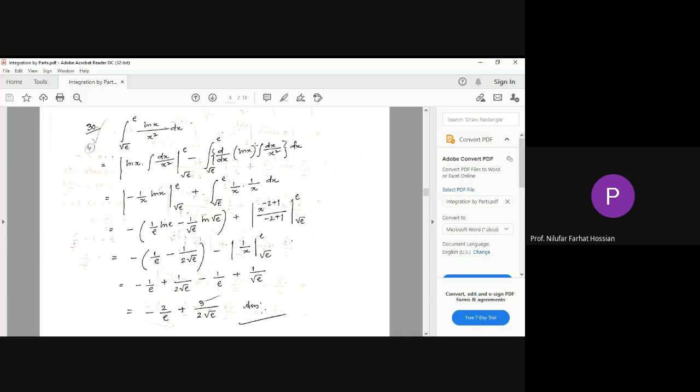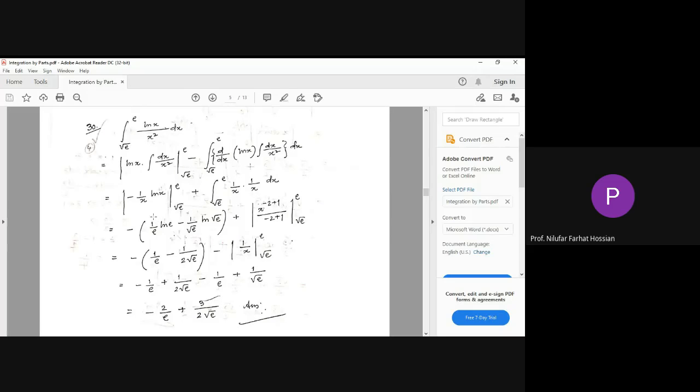And here d dx of ln x is 1 over x, and the integration we have already got here. The result is minus 1 over x. So this minus and this minus will give you plus sign and 1 over x. So ultimately it is 1 by x squared. So when you use the formula, 1 over x squared means x to the power minus 2. So x to the power minus 2 plus 1 divided by minus 2 plus 1. And the limits root over e to e.